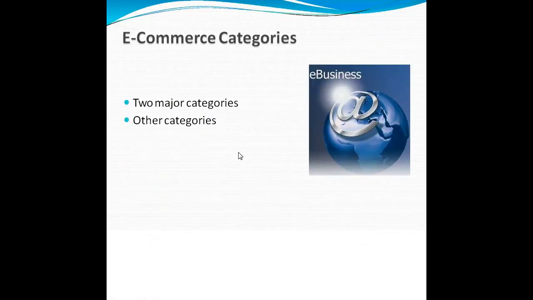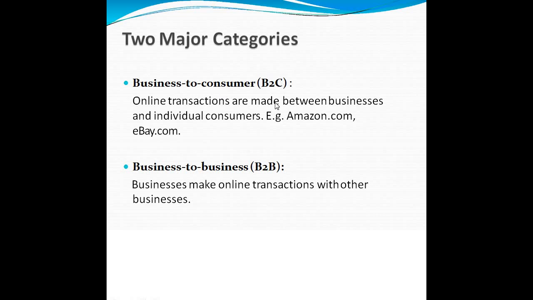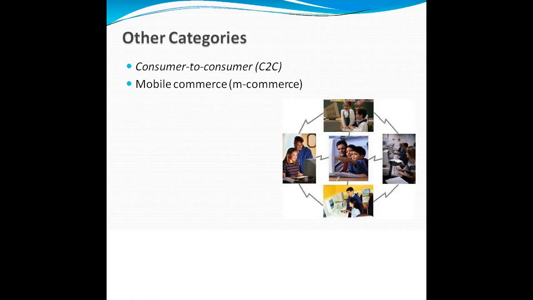Now, what are the categories of e-commerce? Two major categories and other categories of e-commerce. The two major categories are business to consumer, where online transactions are made between businesses and individual consumers, like Amazon or eBay. Business to business means making online transactions with other businesses. Other categories are consumer to consumer, that is C to C, and mobile commerce, meaning m-commerce.